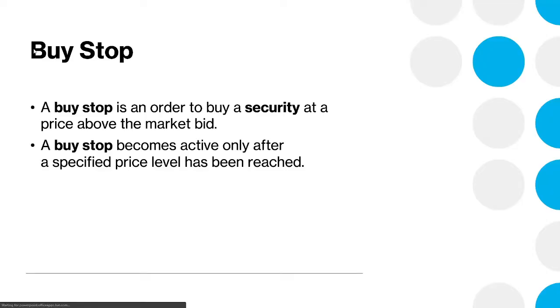Now, what is a buy stop? So a buy stop is an order to buy a security at a price above the market bid. A buy stop becomes active only after a specified price level has been reached. So for you guys to understand it more clearly, let's just jump back to the charts so I can show you guys how you'd execute a buy stop.